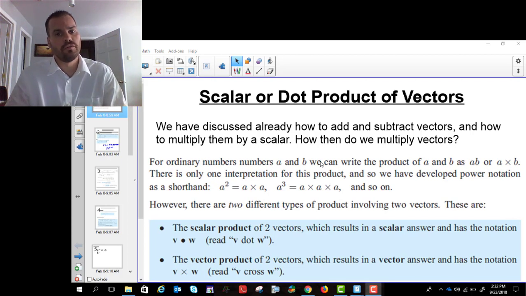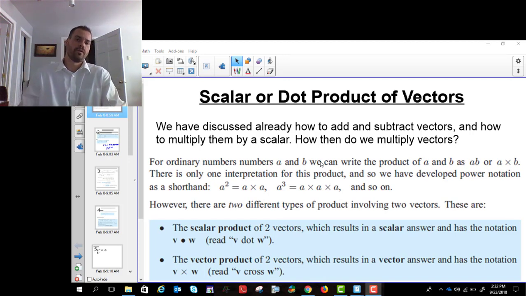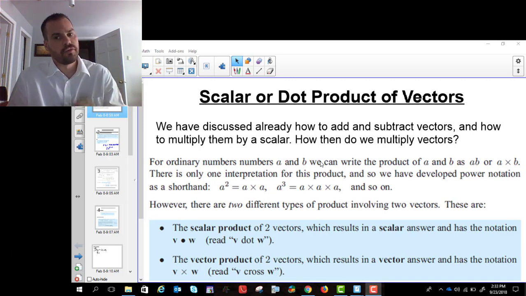But I want to just talk to you about one last thing, which is the scalar product or dot product of 2 vectors. Your 4 basic math operations are adding, subtracting, multiplying, and dividing. We've added and subtracted already, but the question is, how do we multiply vectors? We've talked about how to multiply by a scalar, but what happens when we multiply a vector by a vector? You get one of 2 things.